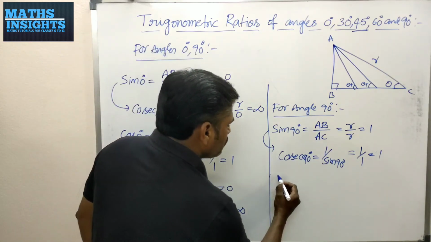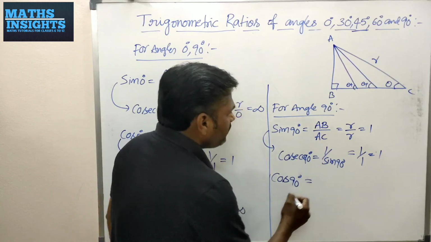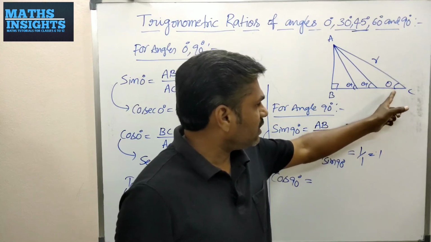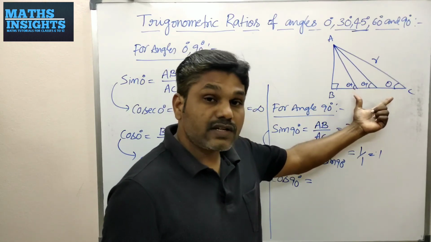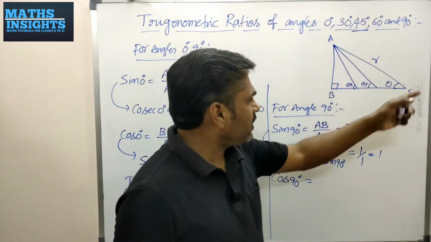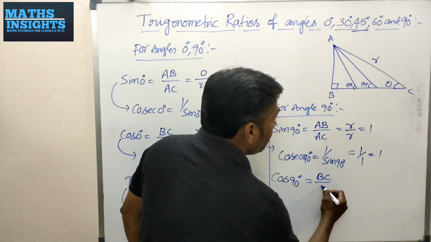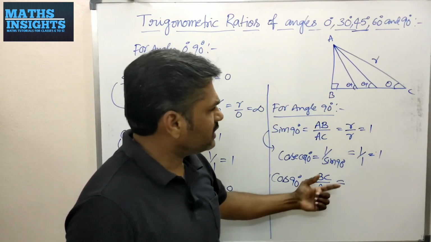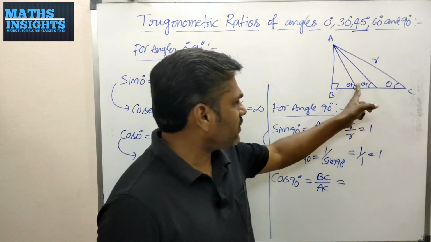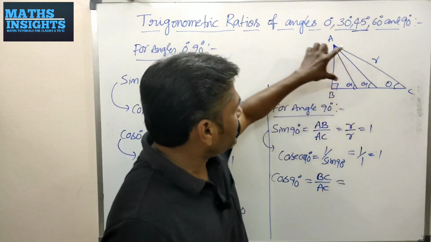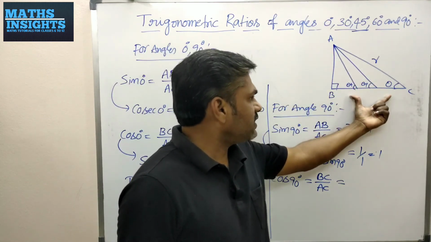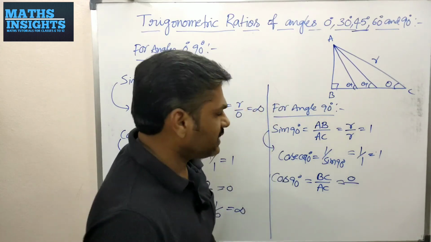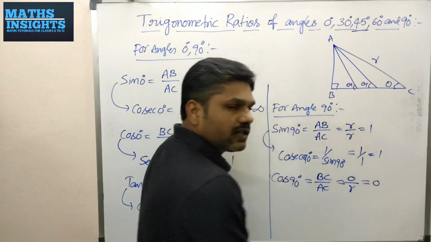Next is cos 90. I will define the ratio for theta. If you want to define cos for angle theta, the definition is side adjacent to theta, that is BC, by hypotenuse AC. But if you want to define cos for 90 degrees, this angle has to increase and finally this has to coincide with the side AB. Then the length of this side will become 0. Therefore 0 by AC. AC is r. 0 by anything is 0.